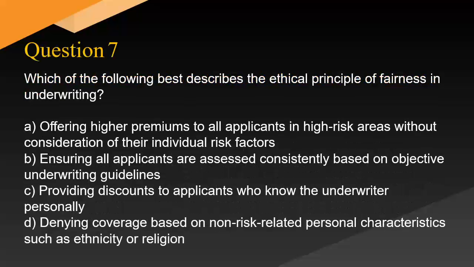Which of the following best describes the ethical principle of fairness in underwriting? A. Offering higher premiums to all applicants in high-risk areas without consideration of their individual risk factors. B. Ensuring all applicants are assessed consistently based on objective underwriting guidelines. C. Providing discounts to applicants who know the underwriter personally. D. Denying coverage based on non-risk-related personal characteristics such as ethnicity or religion.